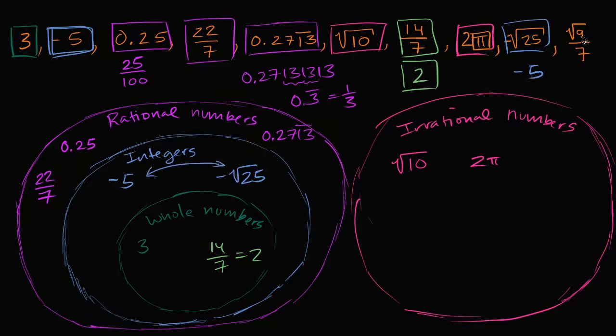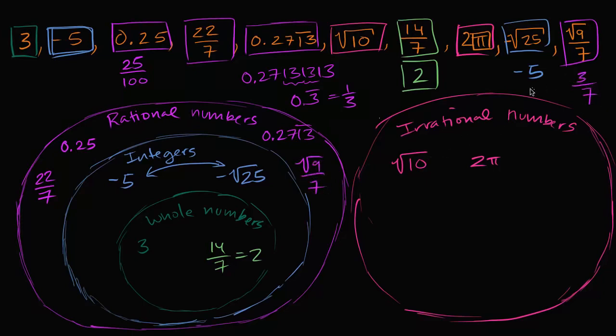And then you have the square root of 9 over 7. Well, what's the principal root of 9? The square root of 9 is 3. This is the principal root of 9, so it's 3/7. So this is a ratio of two integers. This is a rational number. Square root of 9 over 7 is the same thing as 3/7.